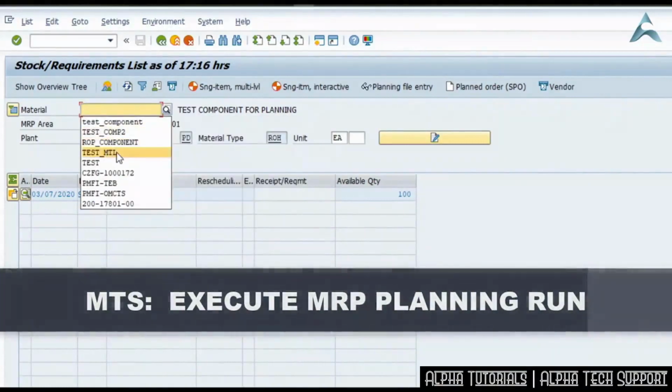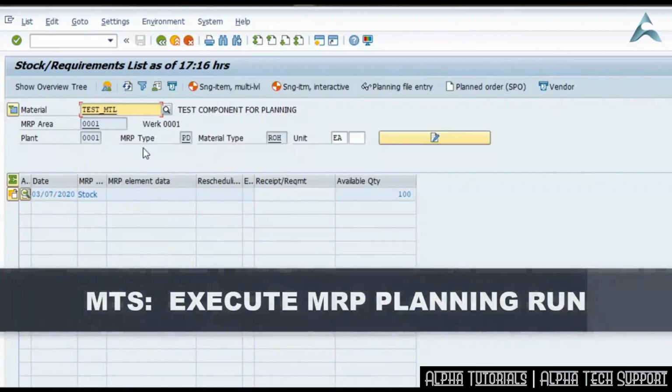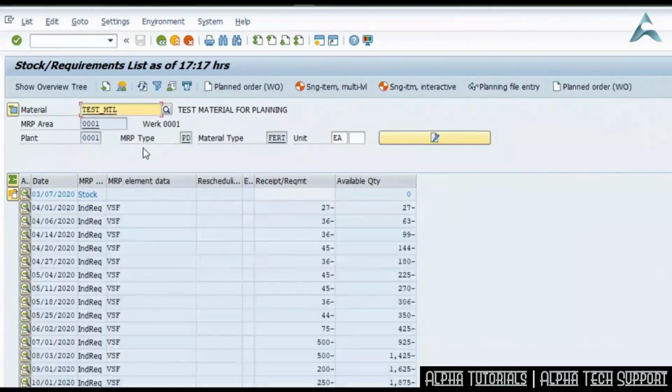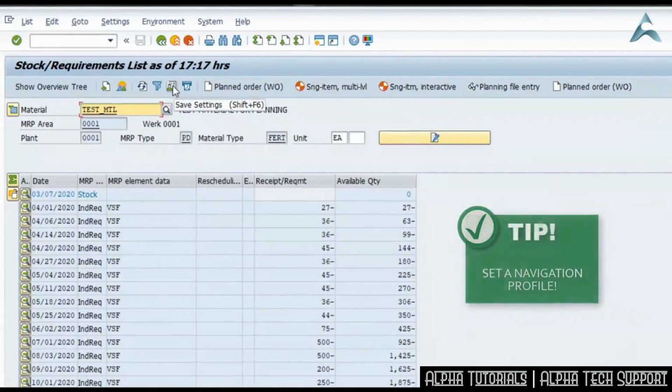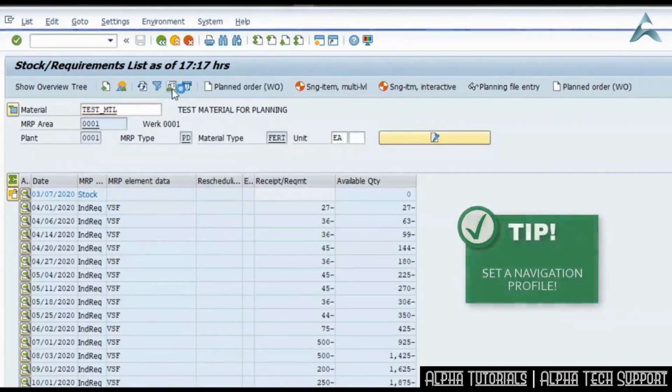Let's go back to our finished good test material. When I hit enter, it should return me back to my original planning situation for that finished good. And again, all we have right now is 0 inventory on hand and a bunch of forecasted demand. Now let's run MRP on this material, and we can do that using a quick button, which I have added to my screen through the user settings.